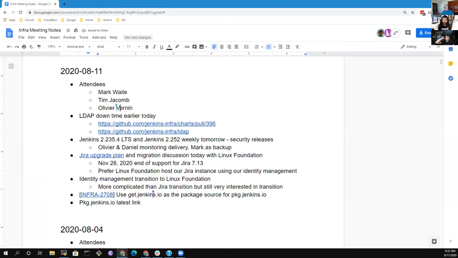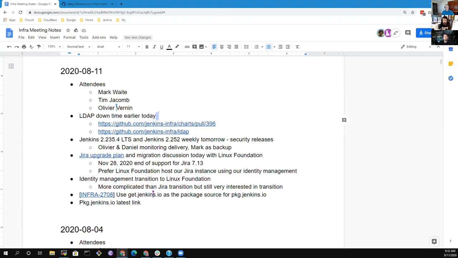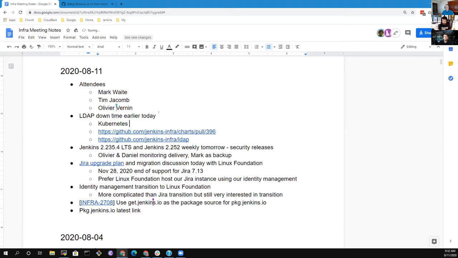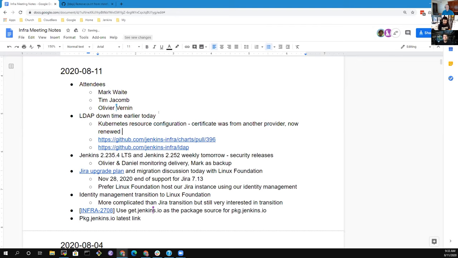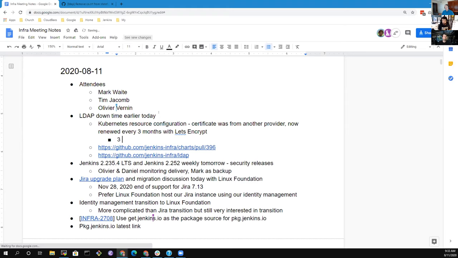Yes, perfect. So basically, the outage that we had this morning is in the certificate in the Kubernetes resource configuration. We used to have a certificate that we bought from GoDaddy, and when the certificate expired 3 months ago, we moved to a Let's Encrypt certificate. The certificate is renewed every 3 months, but the LDAP configuration needs three components: ca.crt, the key, obviously, and the certificate for LDAP. But cert-manager does not provide a ca.crt, so I had to retrieve that information from the Let's Encrypt website.